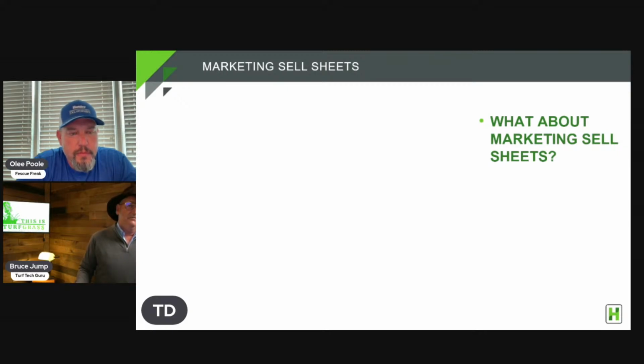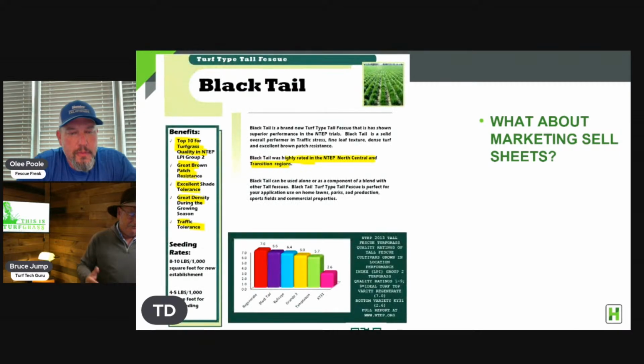Here's the issue with marketing sell sheets, and I'll just put up some examples. I've got hundreds of these on my laptop because that's my job. I study these. This is one called Blacktail. I got highlighted in yellow. Blacktail was highly rated in the NTEP, North, Central, and Transition regions. They're telling us it was highly rated. Top 10 for turfgrass quality in NTEP LPI Group 2. That's interesting, isn't it? Then it says it has great brown patch resistance. Okay. Excellent shade tolerance. Great density during the growing season, and they got the words traffic tolerance on there.